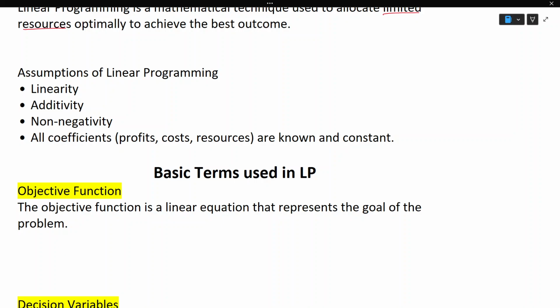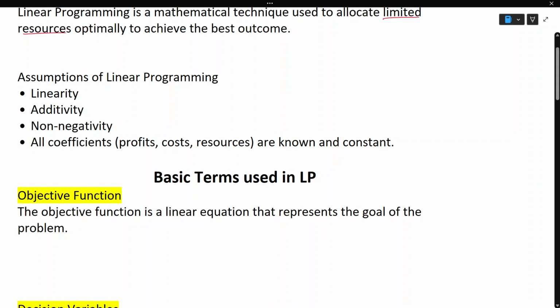Then the non-negativity: your output cannot be negative. Have you ever heard of a company saying that they use negative output? No. So the output of a company or a firm or a business or the industry is positive. Then one thing you need to know is that the efficiency or the profit, the cost, and the resources are known and they are also constant.